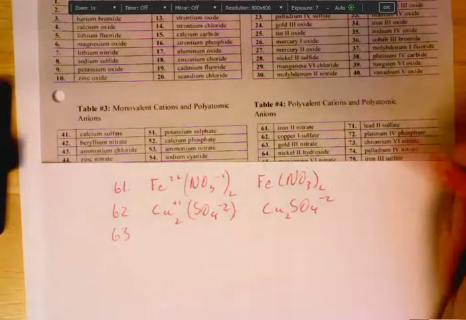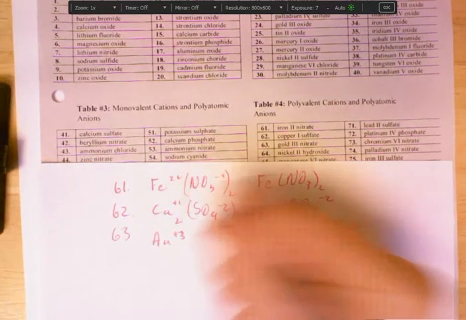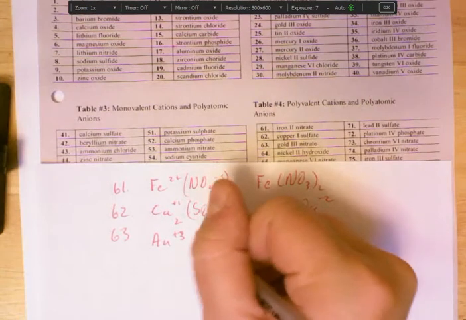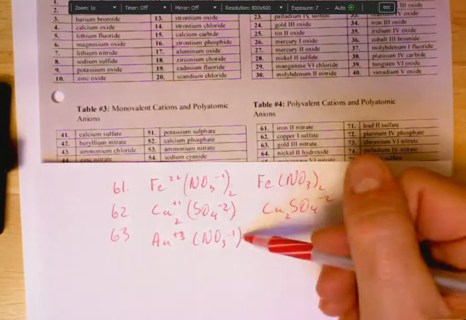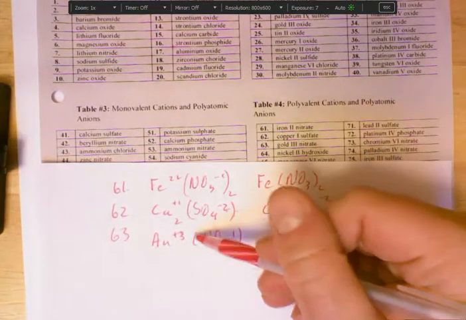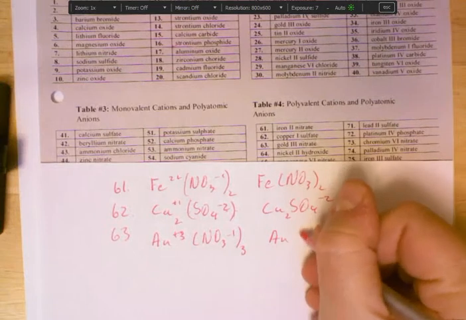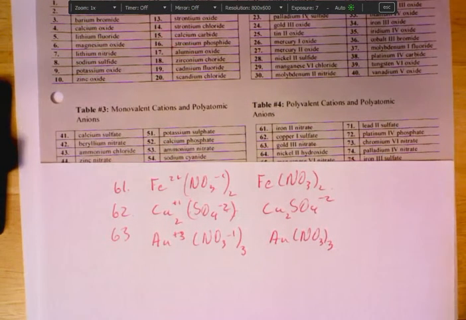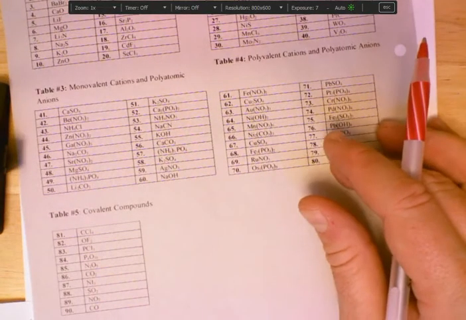Question number 63. 63 is gold 3 nitrate, so there's gold with a +3 charge. Nitrate, well, we just looked it up. It's NO3 -1. And the charge on the anions has to equal the charge on the cations. I've got 3 positives and 1 negative, so we'll put a 3 on the outside, and it's going to be gold 3 nitrate, Au(NO3)3. Okay, and you're going to go up to the end of number 80 here, and then just flip over and check and make sure you got the right answer.